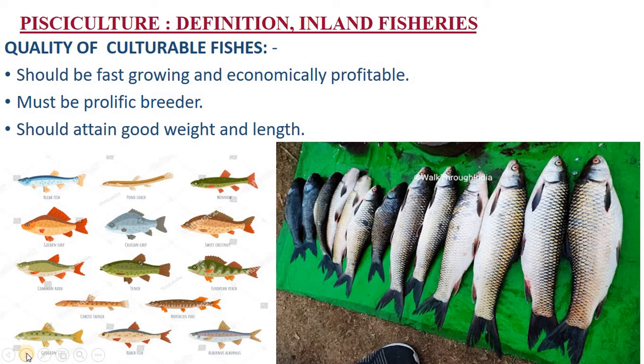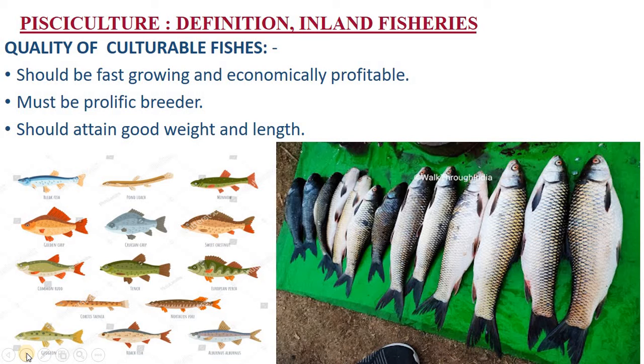Next character: they must be prolific breeders. The fishes should have this property. They should breed, they should lay a lot of eggs, particularly the females, so that the progeny continues. And they should have the ability to undergo induced breeding.